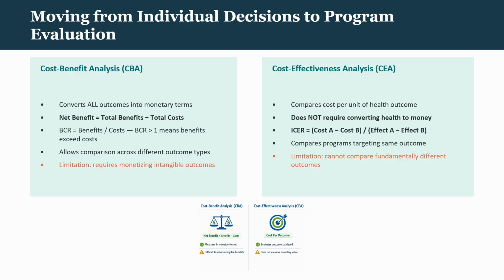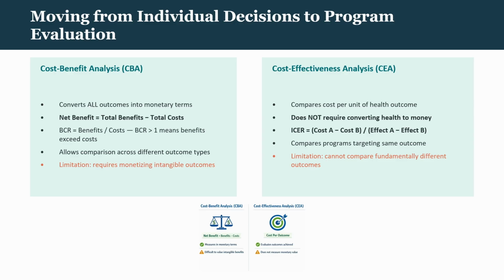Costs include vaccine purchase, administration, monitoring, and program management. The net benefit is benefits minus costs. The benefit-cost ratio is benefits divided by cost. A BCR above 1 means every dollar invested in the program generates more than a dollar in benefit. The program is economically justified.